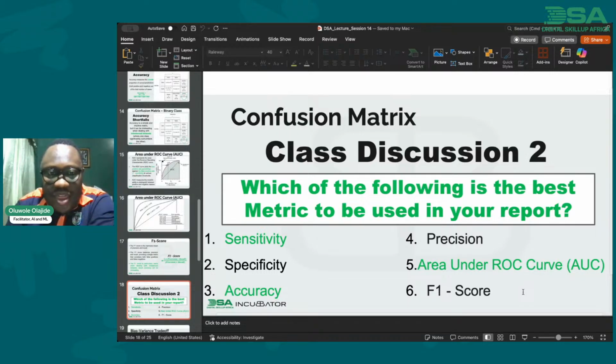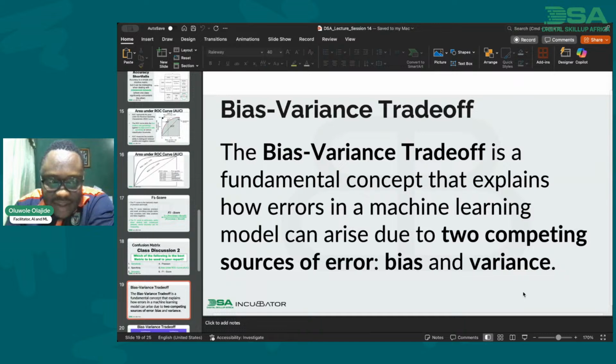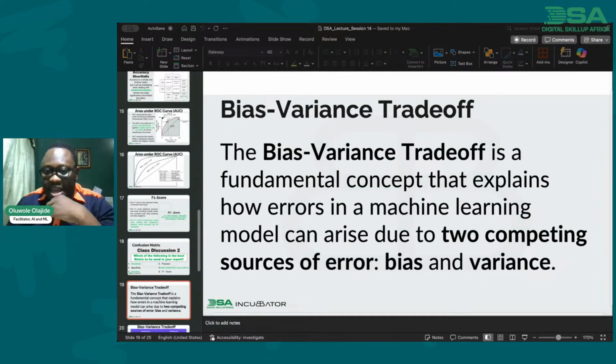So let's go on. I know I spoke about this last week, but I saw somebody still asking that question, so I said let me revisit it and we'll use it to end the class. The bias-variance trade-off. It's a fundamental concept that explains how errors in machine learning models can arise due to two sources of error. When your model is too simple, you have high bias, which causes underfitting. Then when your model is too complex, you have high variance, which leads to overfitting. I'm sure we can remember the last class when I was explaining that.